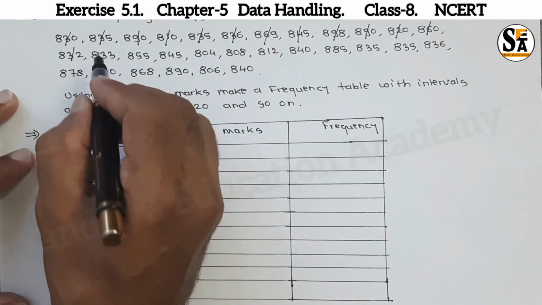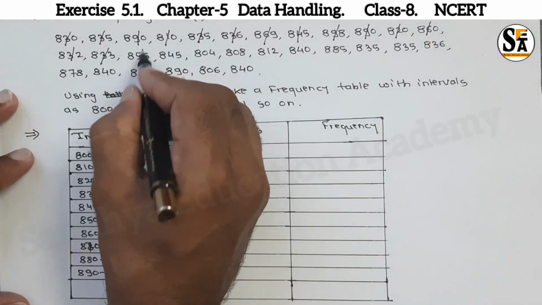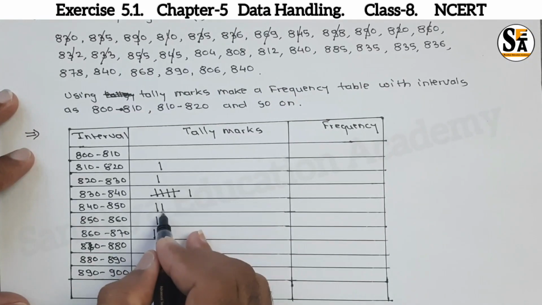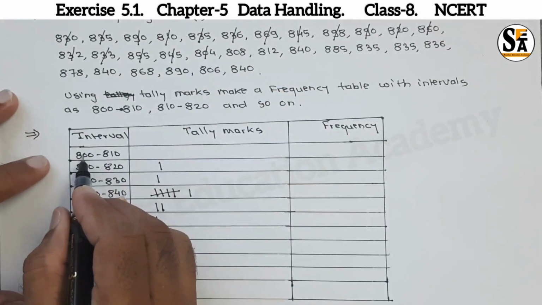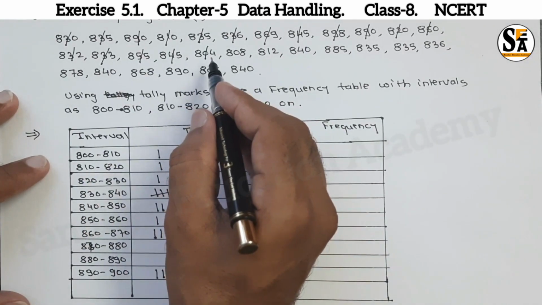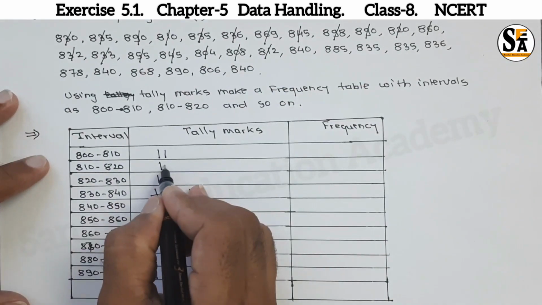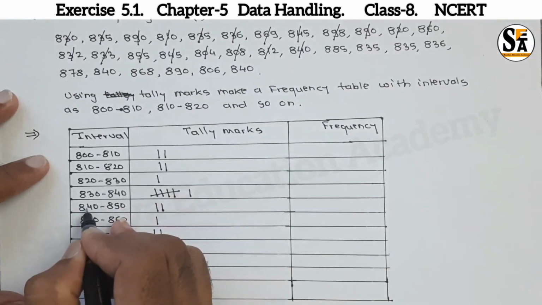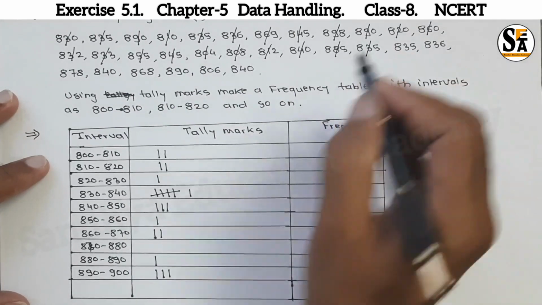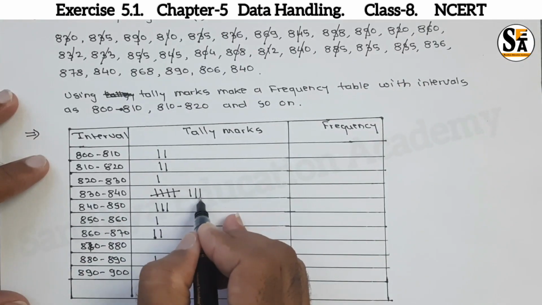Okay, 833 again here. 855 will lie here. 845 here. 804 here. Then 808 again here. 812 here in this class. 840 in the next class. 885 here. 835 here. 835 again, next entry here.